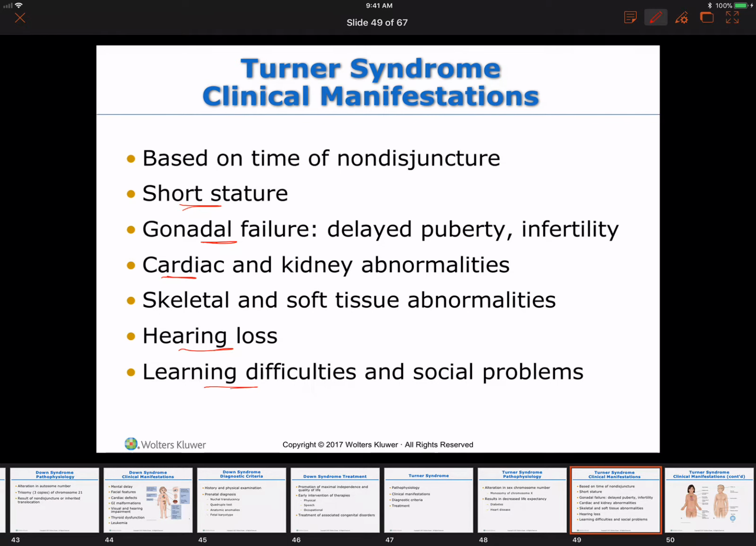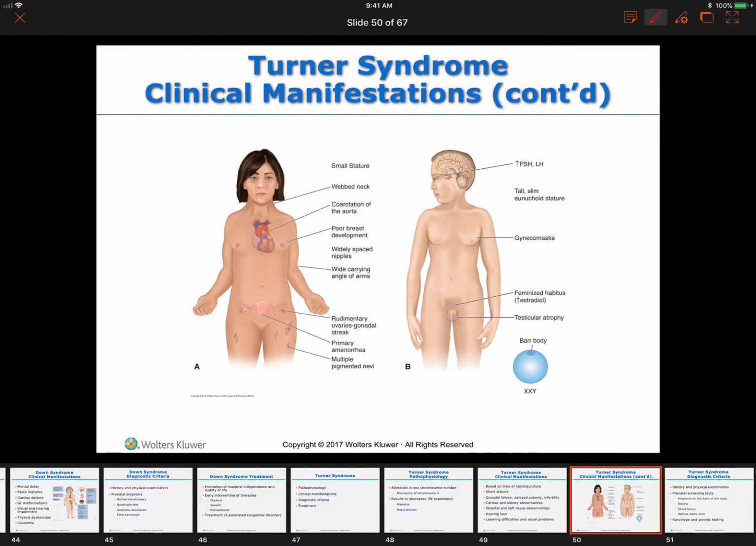So what are some of the symptoms? Well, you see some examples here, some physical signs anyways. The webbing of the neck, cardiac anomalies. We'll discuss what coarctation of the aorta is later in a different section. Widely spaced nipples. There is the wide carrying angle of the arm. And then a decrease in the size of ovaries. They're actually rudimentary, hence the delayed puberty and potentially the infertility. And there are skin manifestations as well.